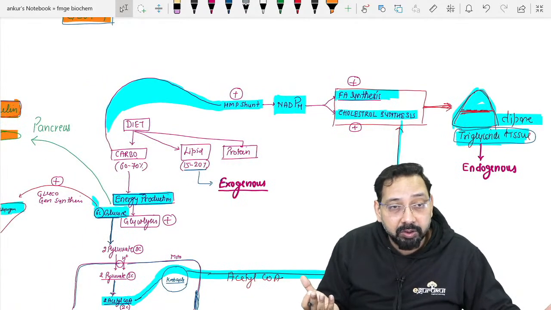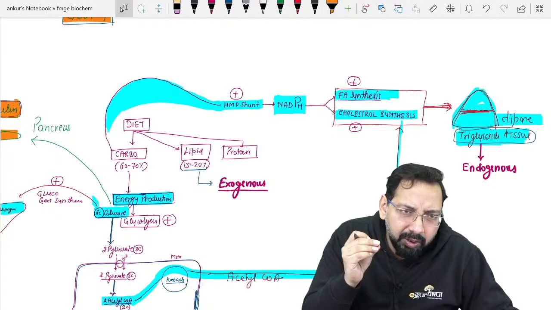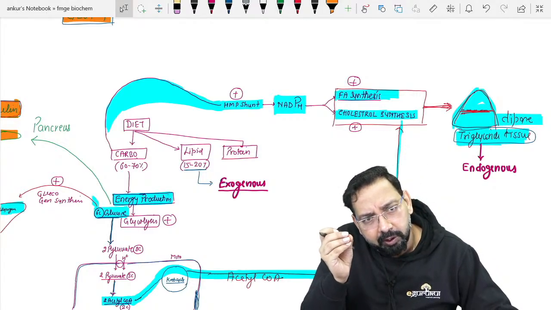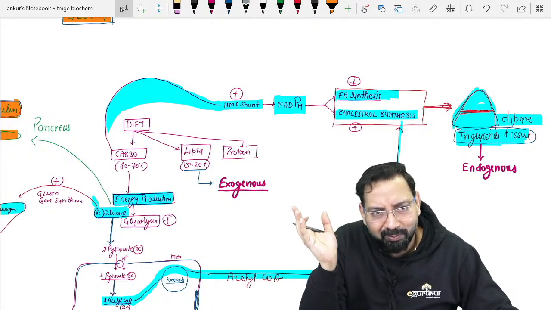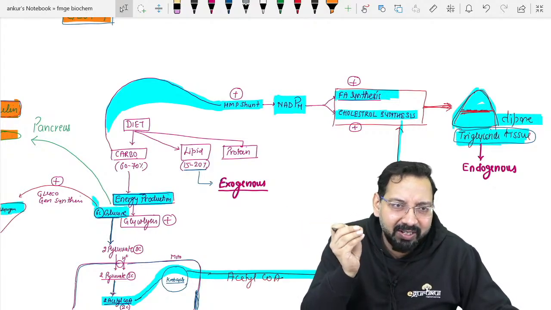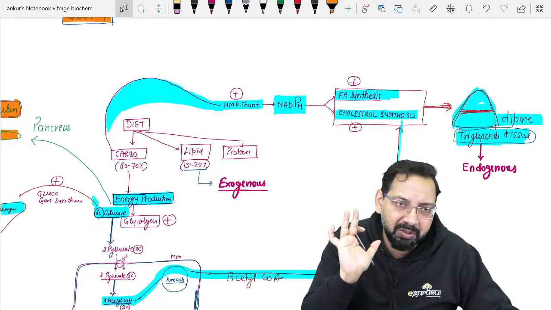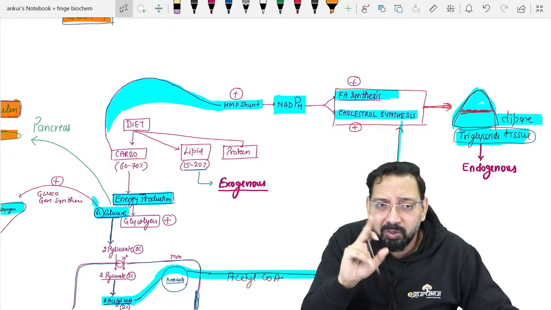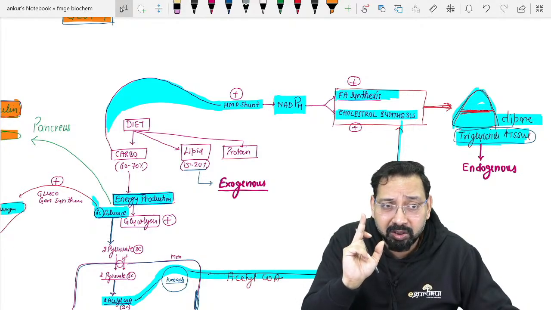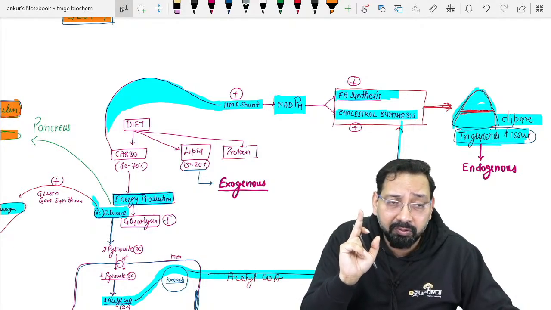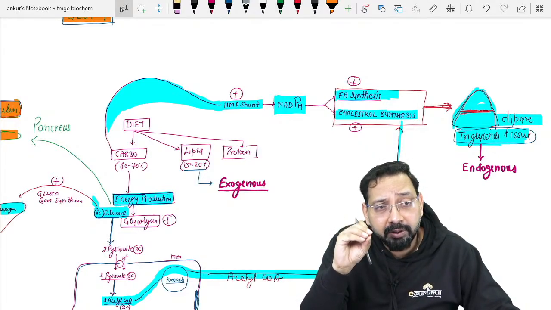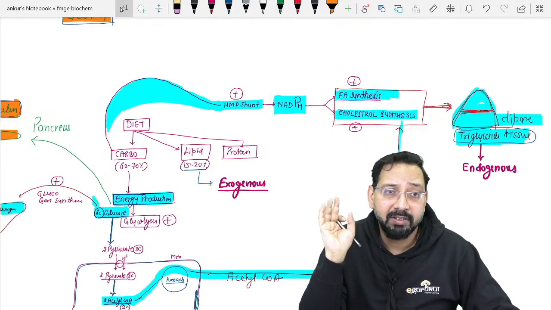And which is coming in the diet is called exogenous. If I am giving you fat, which fat will you prefer, triglyceride or cholesterol? You will say, sir, please give us triglyceride, we don't want cholesterol. So nature kept in mind that extra cholesterol is dangerous. So nature said that in whatever lipid you take, the majority is triglyceride.